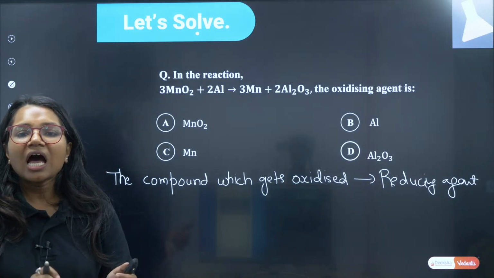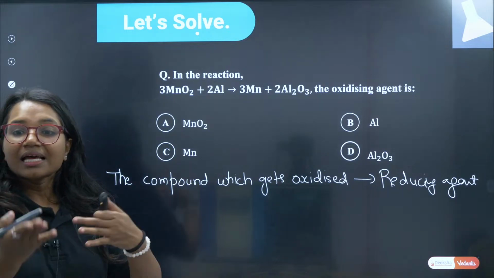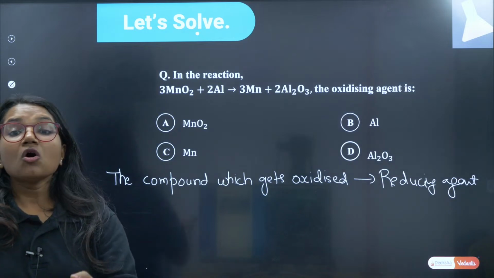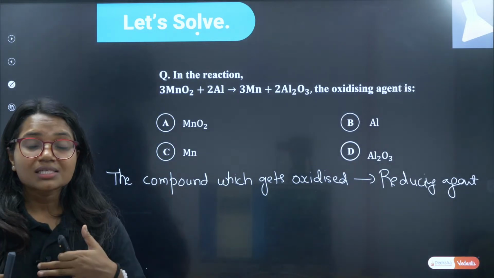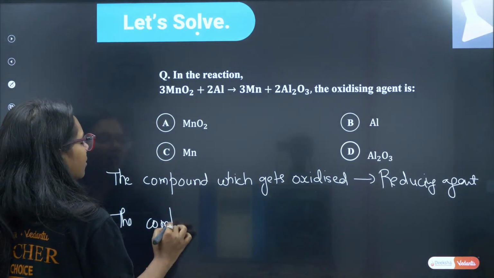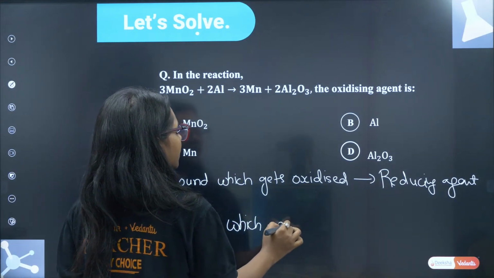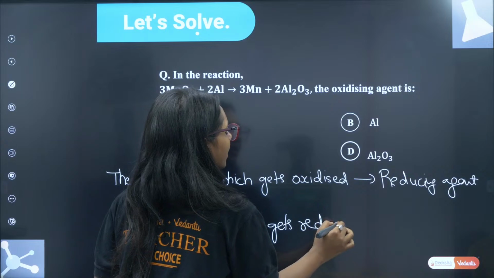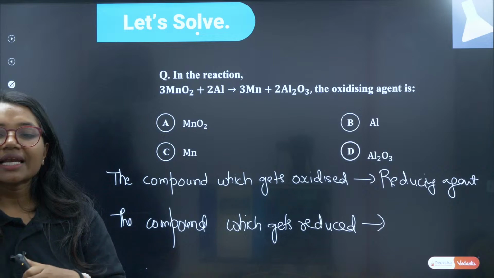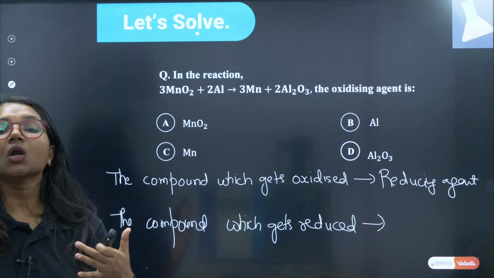Okay, so now guys, write this down for clarity. The compound which gets oxidized, that is, self-oxidized, is called the reducing agent. Correct? The compound which gets reduced, what will it be called? The compound which itself gets reduced is called what?